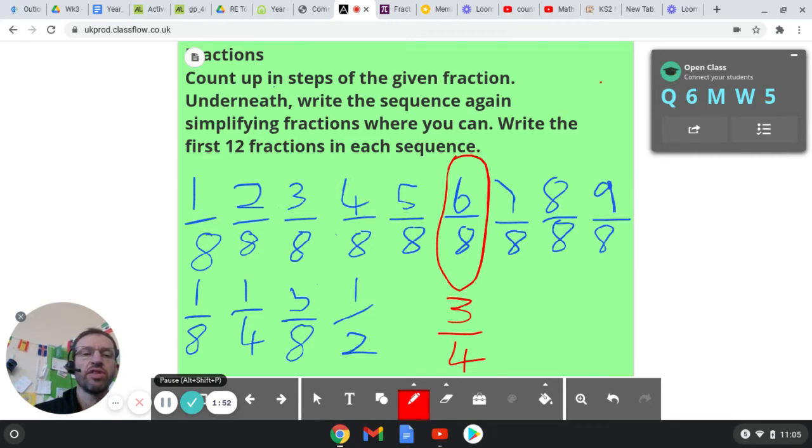Okay, so you're writing the number sequence out. I have written mine out up to 9/8. That's the size I've got. But when you do yours in your book, you've got to write the first 12 fractions. You've got to go up to 12/8 if you were doing eighths.